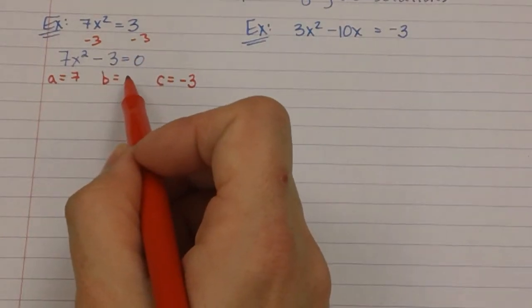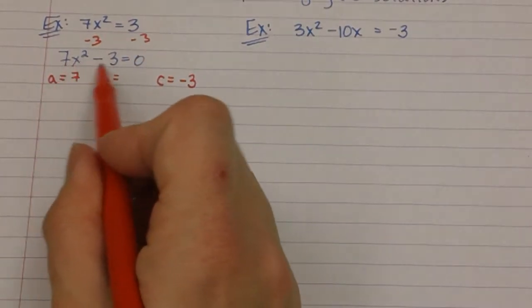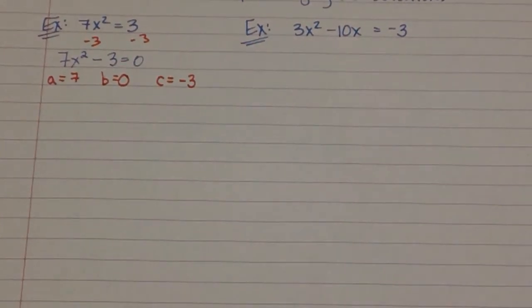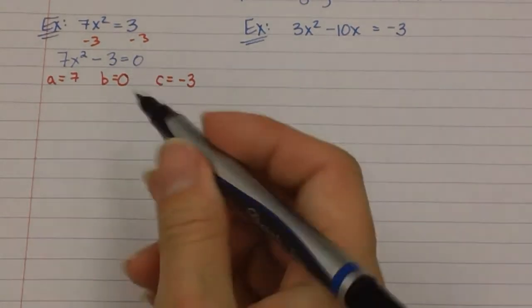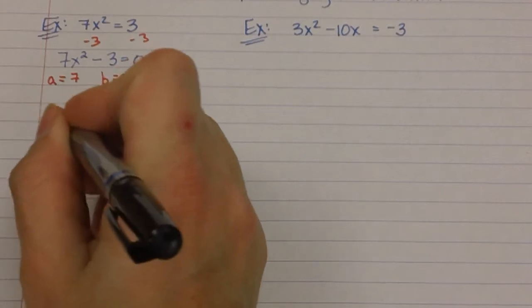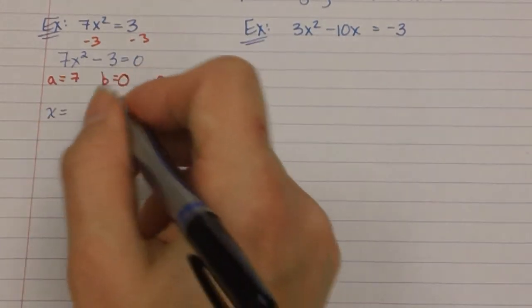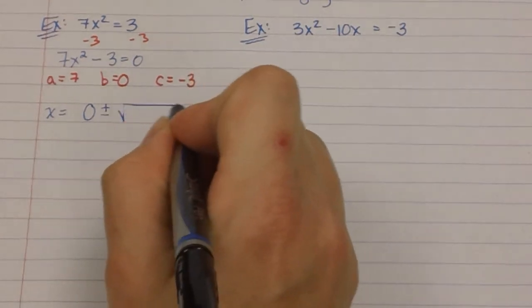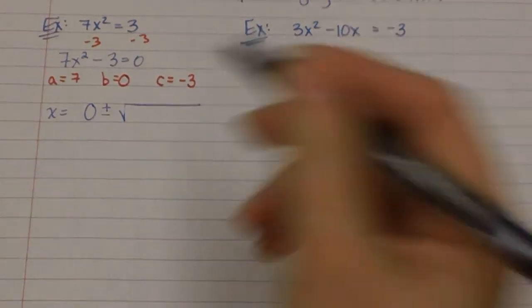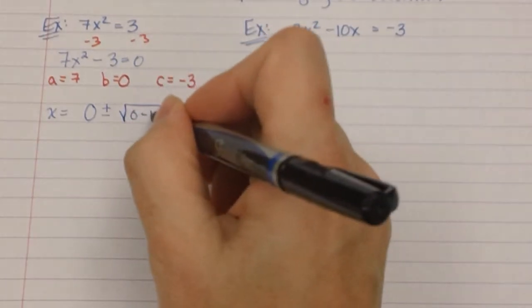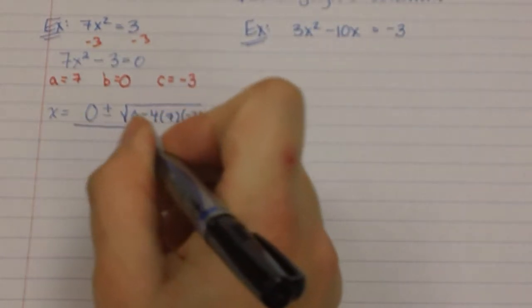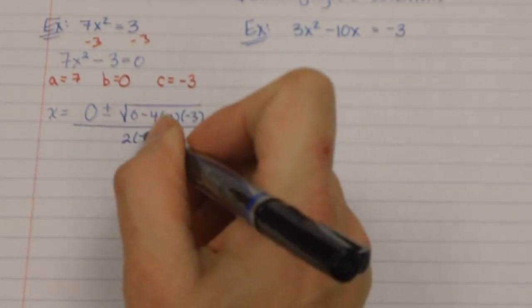The b coefficient is the one in front of the x term. And since there is no x in this equation, the value of b is 0. So we can still use the quadratic formula. We just need to remember that b is 0 for this problem. So we'll go x equals opposite b. Since b is 0, the opposite of 0 is still 0. Plus or minus the square root of b squared, well, 0 squared is 0, minus 4 times a times c, and then divided by 2a.